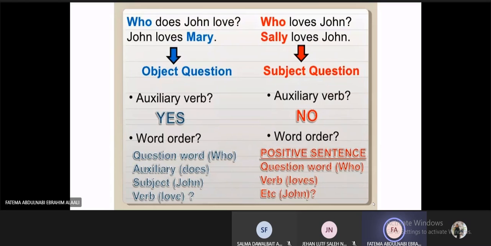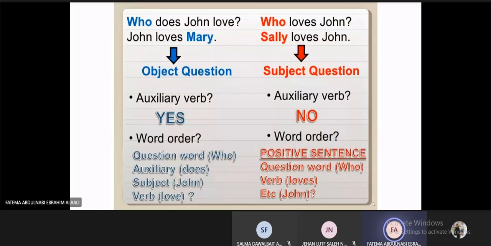So who does? We add does, a helping verb, according to the sentence tense. John loves Mary is in the present simple, so we use does because Mary is singular. If the object was plural, we use do. So for the auxiliary verb, the word order becomes: question word who, auxiliary verb does according to the sentence and the tense, then the subject, then the verb, then the question mark.